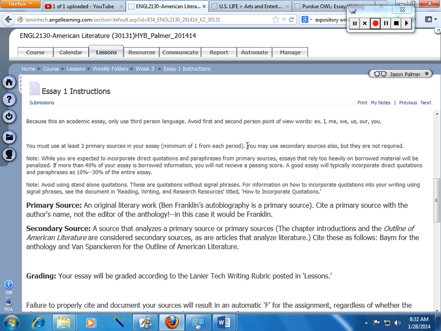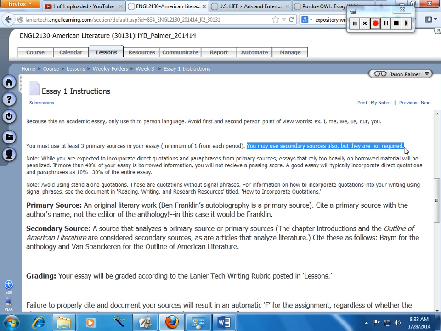All right, it says you may use secondary sources also, but they are not required. These would be in addition to your first 3 sources, your 3 primary sources. You can add secondary sources. What are secondary sources? Whatever the textbook is talking about: the biographies, the introduction that you read last week, or maybe it was week 1, like page 3 to 17 or something. All that information that was just historical background. Those are considered secondary sources.